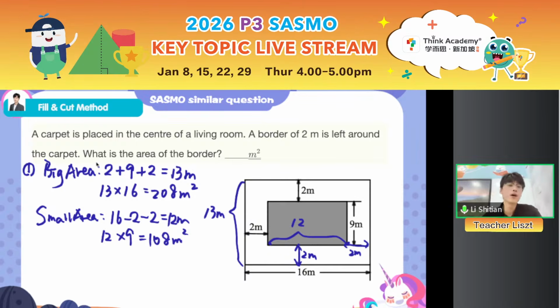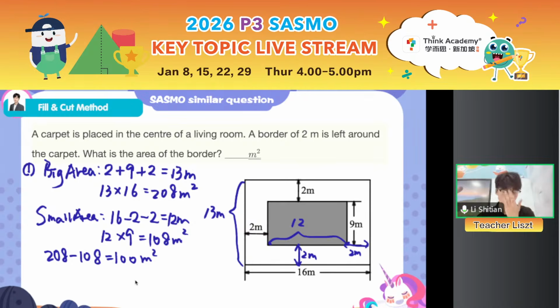Okay, so now we know the area of the big rectangle. We know the area of the small rectangle. Can you guys tell me what is the area of the border here? Easy, right? Use the big one minus the small one. Use 208 minus 108. Then we will find out the answer. We will know the area of the border here, which is equal to 100 meter square, right?